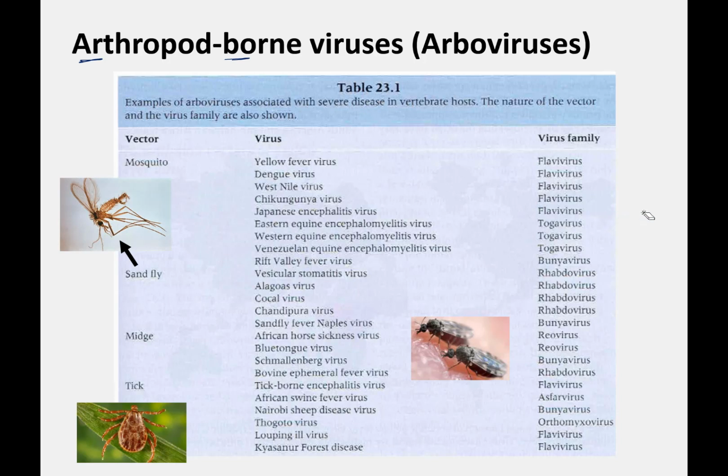This is from the last slide. So you got yellow fever and dengue and West Nile, chikungunya, a bunch of encephalitis viruses. What else might you have heard of? A lot of these are kind of more rare. Here's just some pictures of a sandfly, a tick, and a midge, in case you don't know what those guys look like.